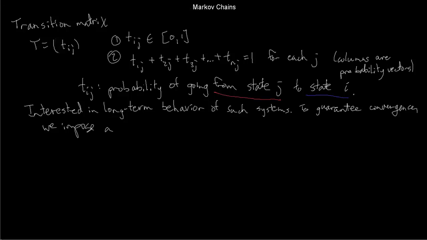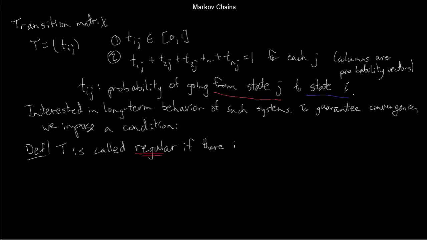This condition, you shouldn't confuse. We're going to have to overload our language a little bit. So we're going to say that the matrix is called regular if some power of that matrix has all positive entries.